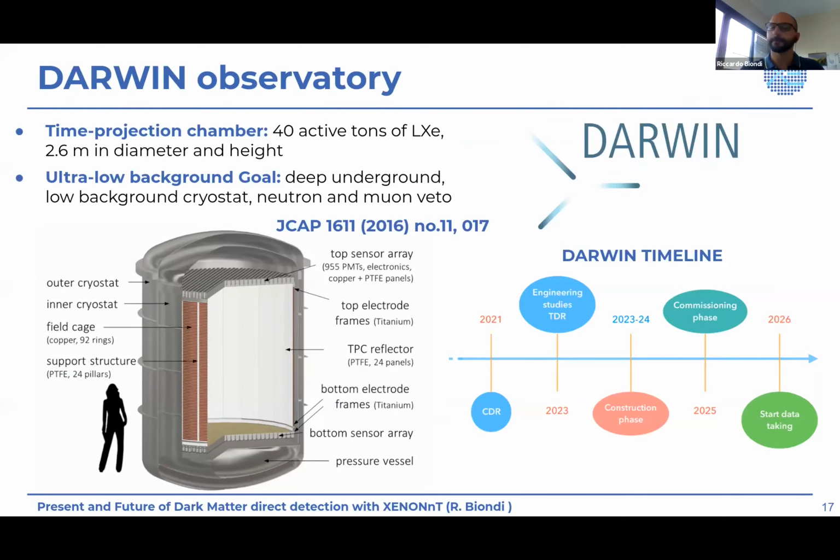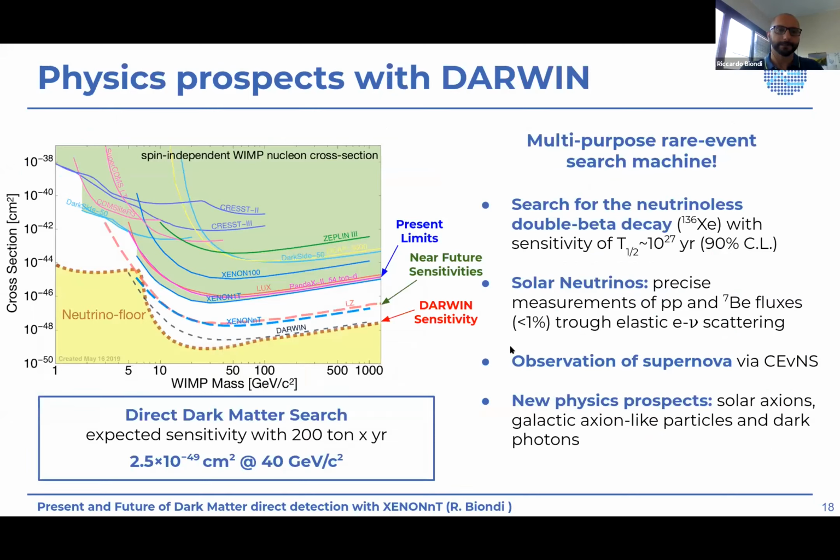Just a few words about Darwin, that is going to be the further upgrade of this program. It will exploit 40 tons of liquid xenon in a very big time projection chamber, and has the goal of having an ultra low background. And this is a sketch of the timeline, that I think will be delayed because of the COVID situation. Darwin will be a multi-purpose detector.